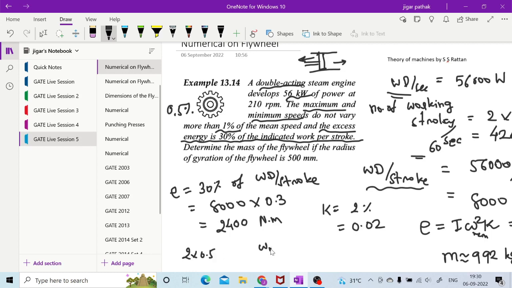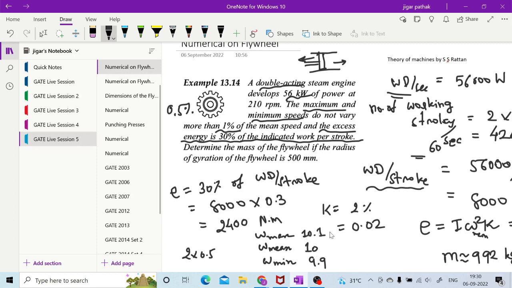Now you have omega mean, right? So it can go towards omega max as well as omega min. Suppose you take the example of 10. Then 1% of this 10 means 10.1, and 1% less means 9.9, right? So the total fluctuation is 2%. That is why I have taken 2%.